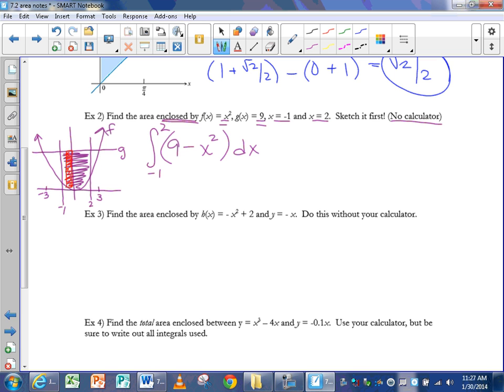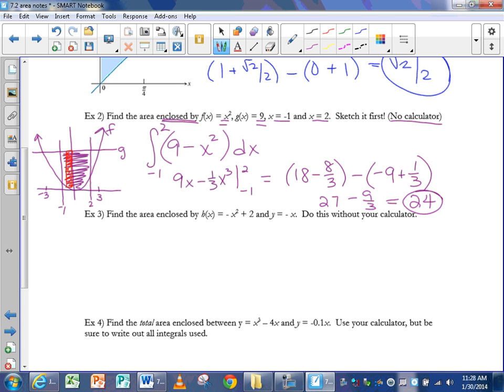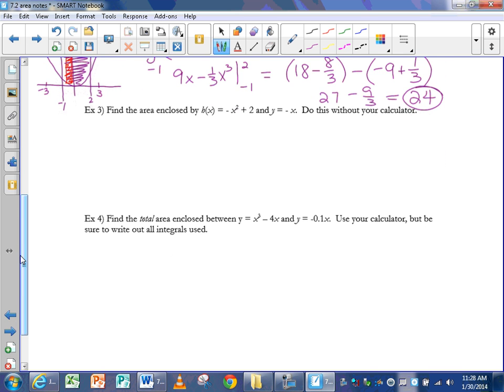No calculator? That's fine. We can take the antiderivative by hand again. 9x minus 1/3 x cubed from negative 1 to 2 is going to give me 18 minus 8/3 when I plug in 2, minus negative 9 plus 1/3 when I plug that in. So 18 technically plus 9 is 27. Negative 8/3 minus 1/3 is going to be minus 9/3, which is 3. 27 minus 3 is 24. Same thing as before. Area is top curve minus bottom curve. Evaluate the integral.